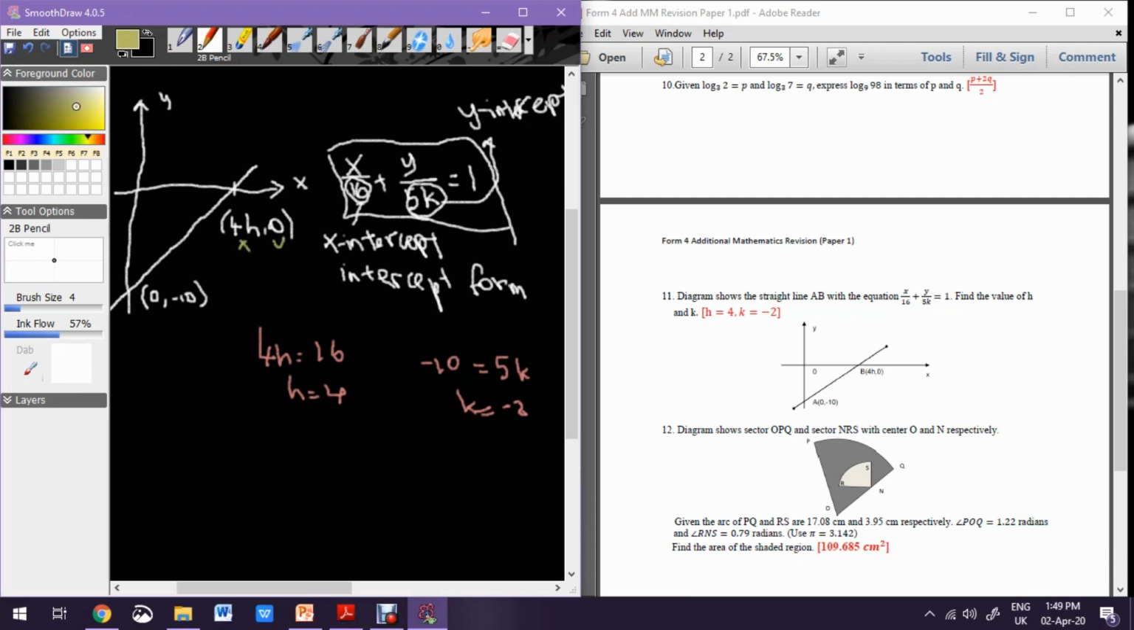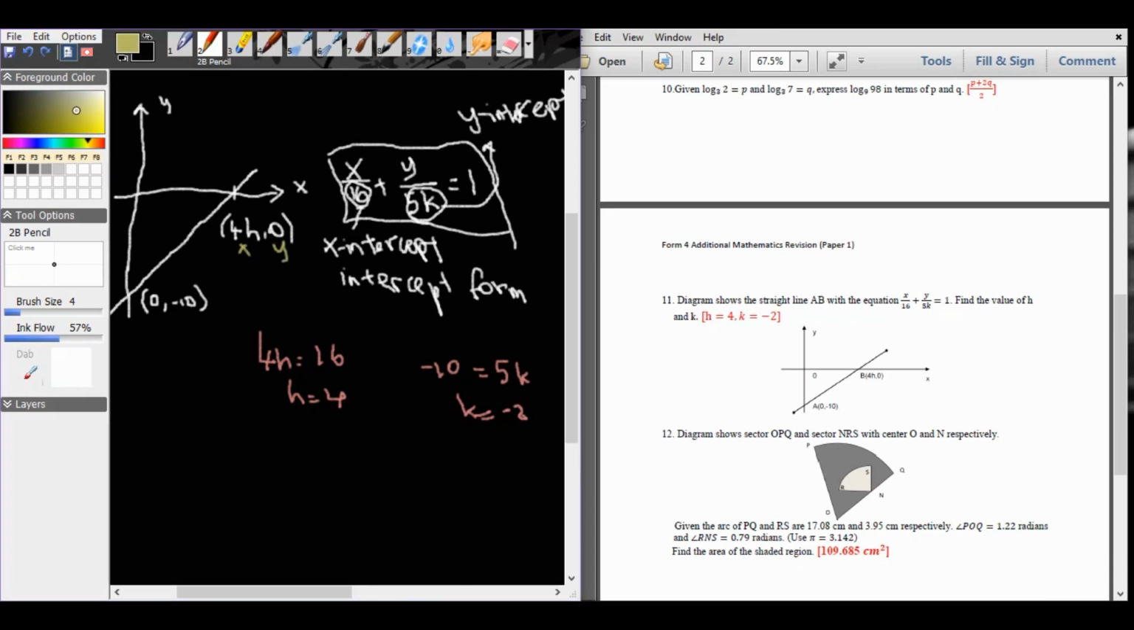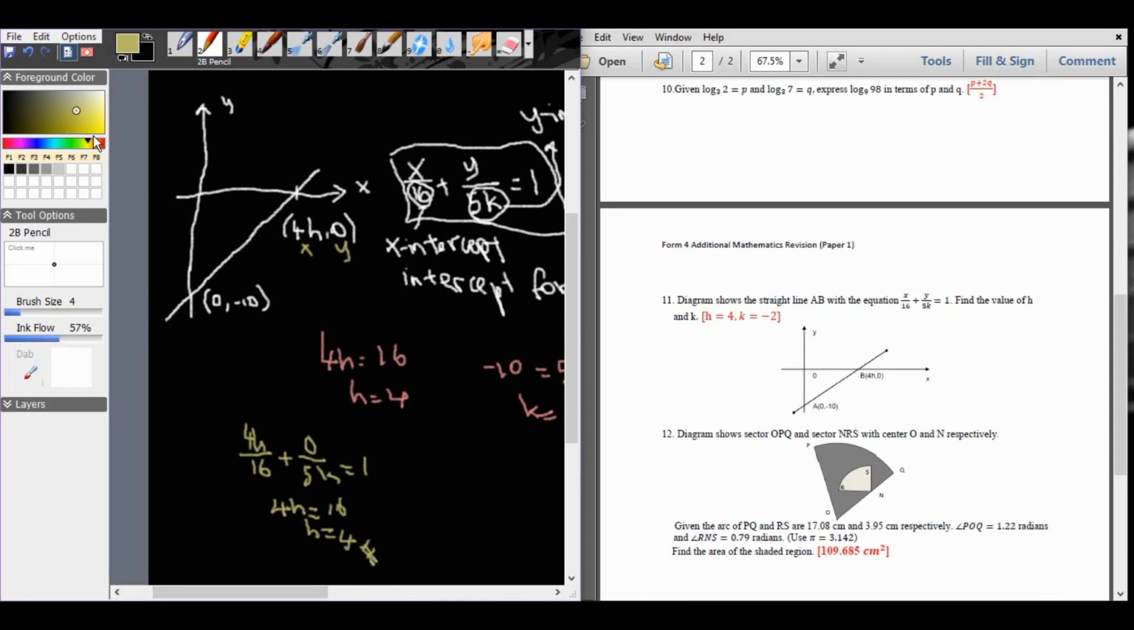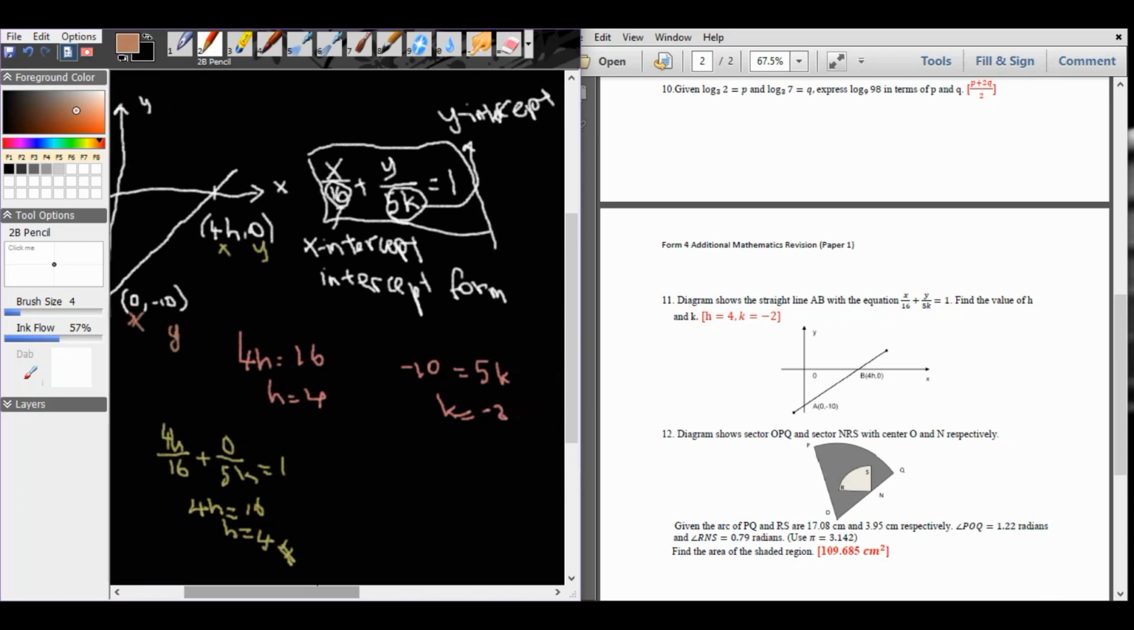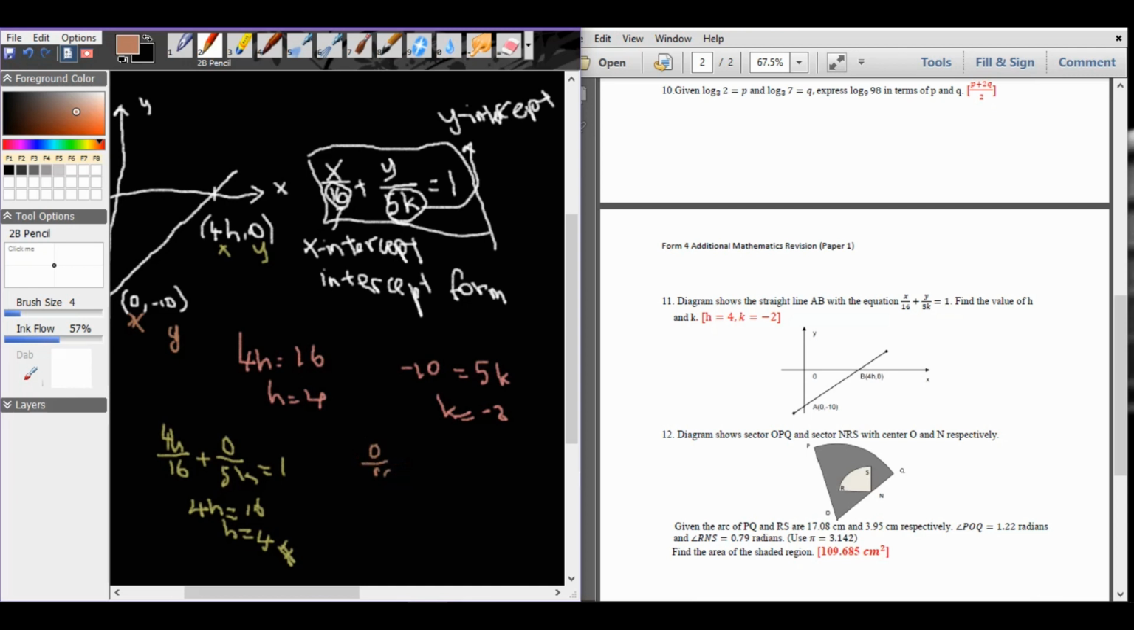So this is x, y. Okay, so we substitute the value into this equation. So 4h over 16 plus 0 over 5k equals 1. So 4h equals 16, h equals 4. You will get the same answer. Okay, you can substitute this x, y into this equation: 0 over 16 plus negative 10 over 5k equals 1. So negative 10 equals 5k. k equals negative 2.